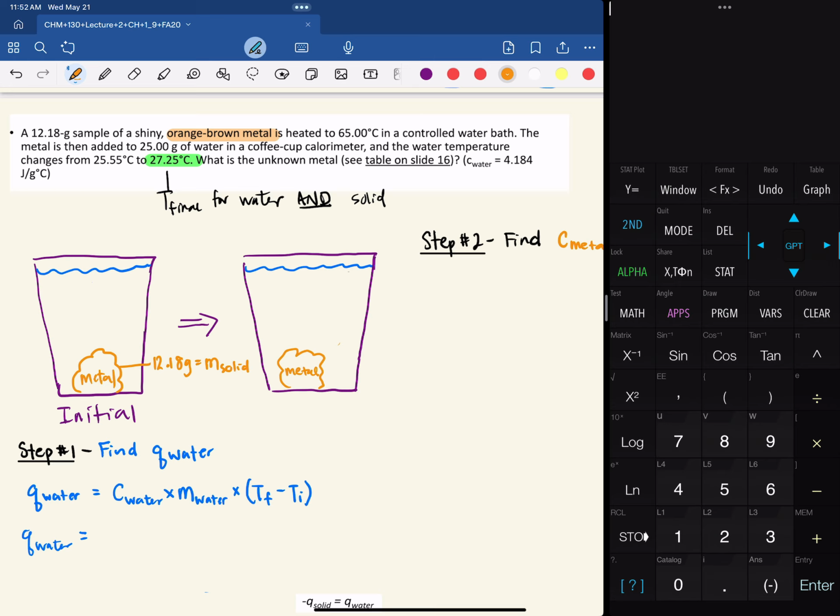Okay. It is heated to 65.00 degrees Celsius in a controlled water bath. And then the metal that is at 65 degrees is added to water. So the metal, when it's added to the cup initially, is 65.00 degrees Celsius. This is going to be your T initial for the metal.